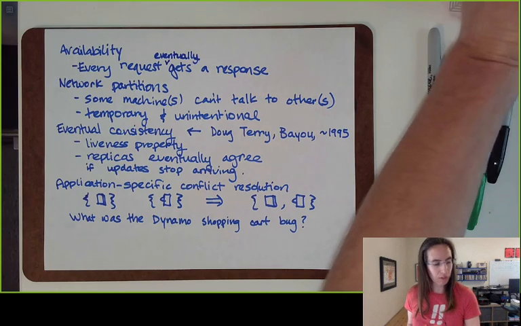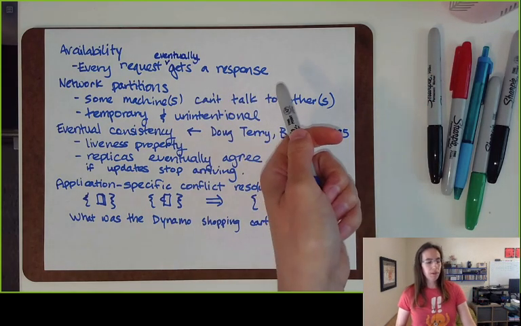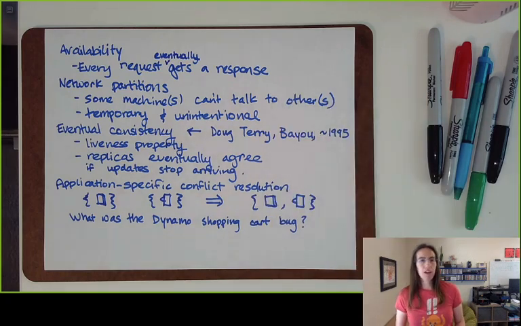If you're thinking more in terms of every request gets a response within a certain timeout, then that's starting to sound a little bit more like a safety property, because that's something that actually could be violated within a finite execution. That's not necessarily the classical way of reasoning about availability. Classically, we think of availability as being a liveness property.